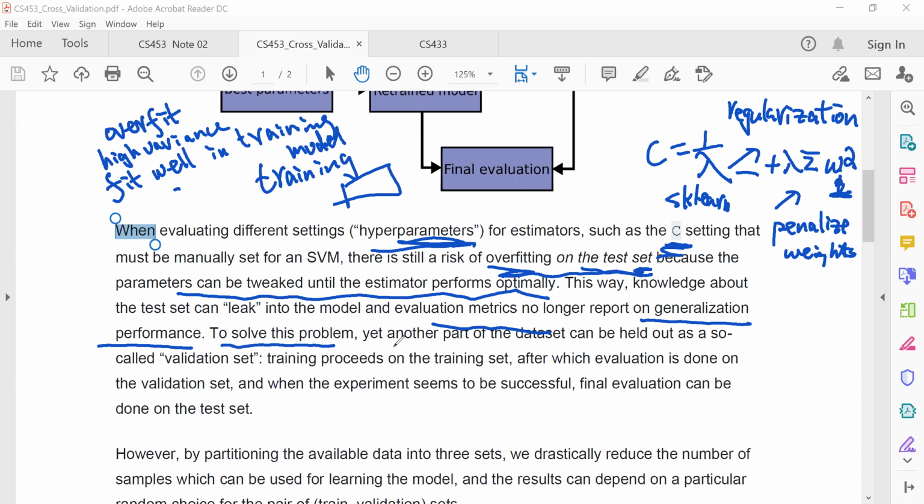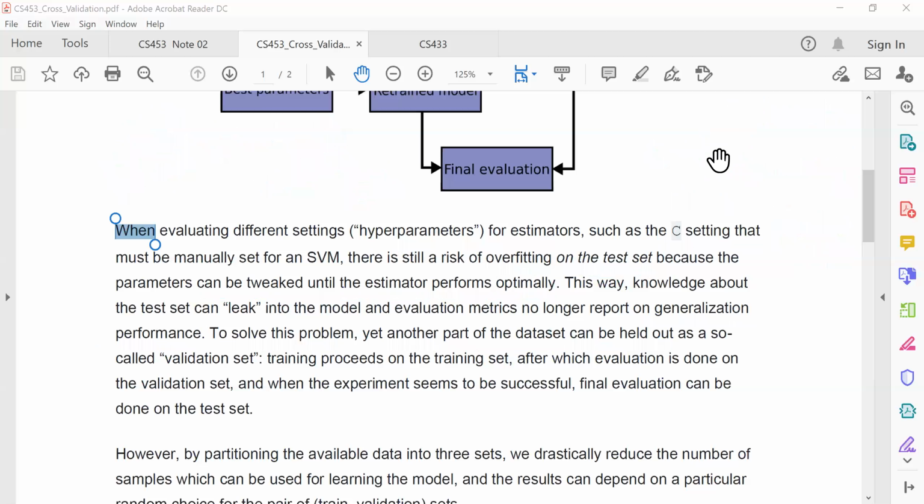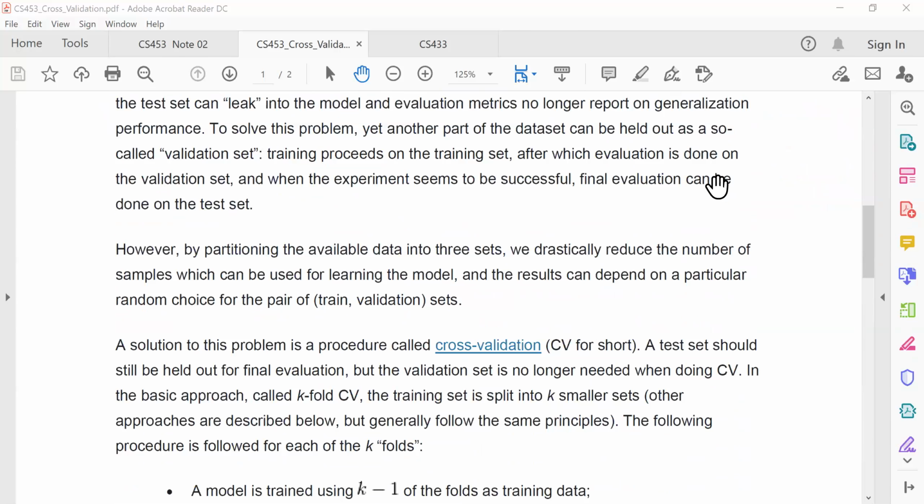what we can do is reserve some part of the training data set and hold it out. We call that part of the data the validation set. The training proceeds on the training set, and after that, evaluation is done on the validation set. Then it's going to improve the overall performance. So that's what general cross validation means.